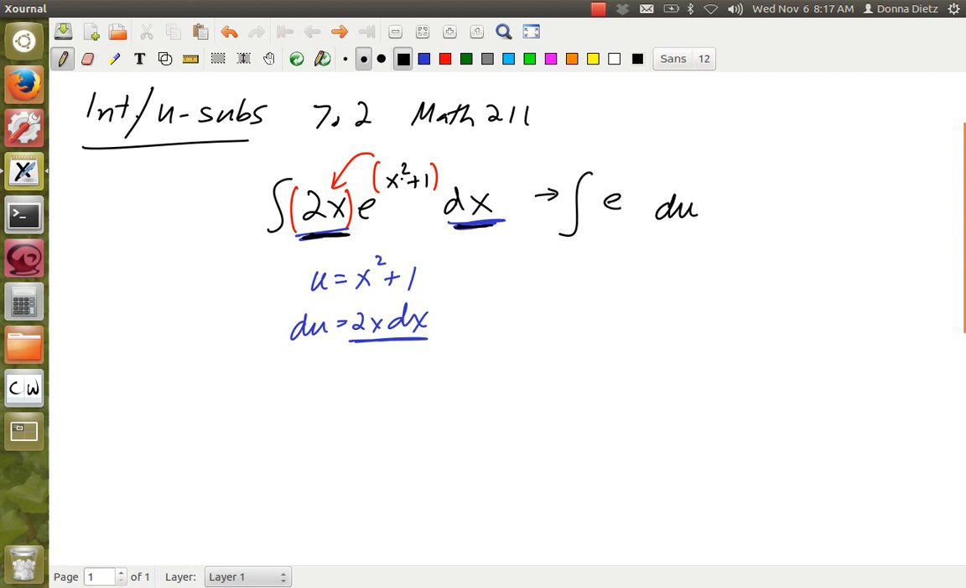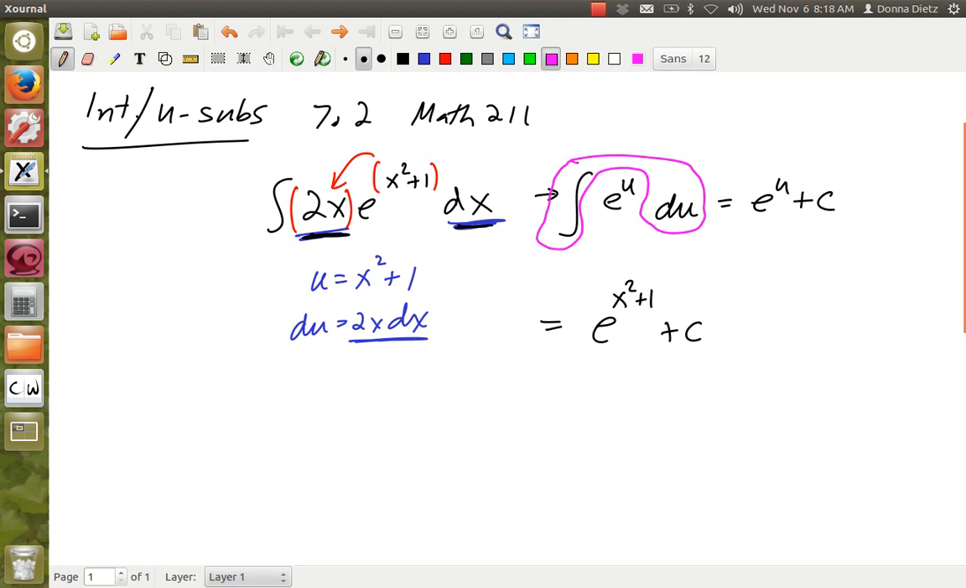And then the e to the stuff is still there, but it's now e to the u. And so the integral is e to the u plus c, and then we just finish this up by saying e to the x squared plus 1 plus c. So some students, when we were first doing integration, said, when do we get rid of the integral sign? You should be viewing the integral sign and the d whatever as one unit, kind of like parentheses. And the stuff inside is what you take the antiderivative of.